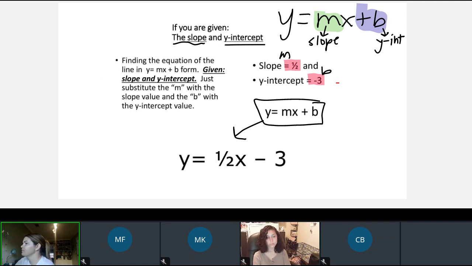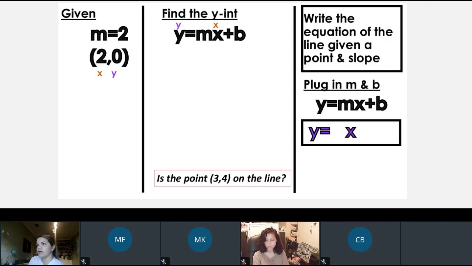What if they give you the slope? Slope is 2. Okay. They give you this point, 2, 0. Okay, let's graph where that would be. 2, 0. That point would be right here.